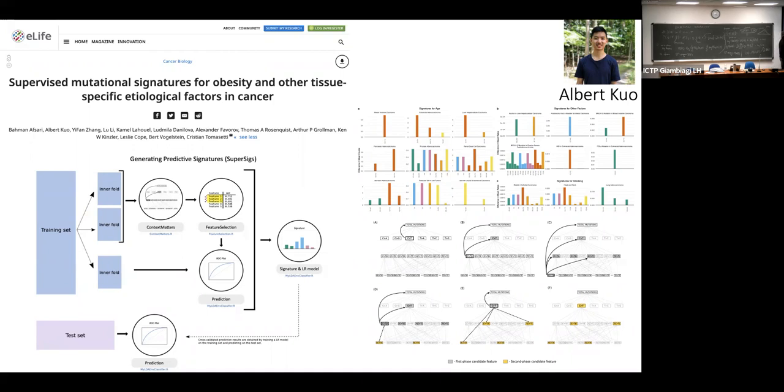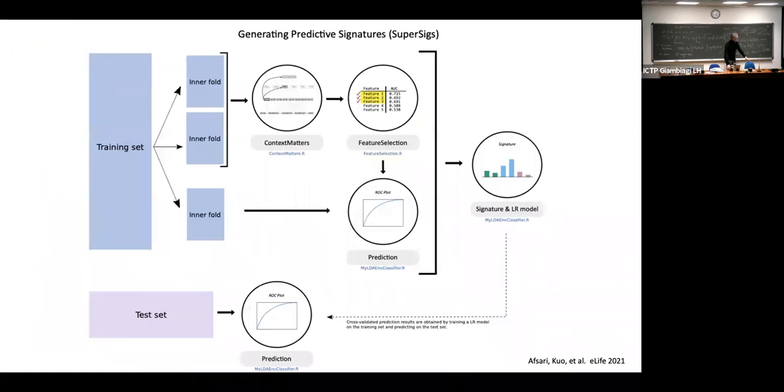But the main approach was the following. We first, and I'll go through the steps, actually, at least one of them in some detail. The first one was to decide what our features were. We call it "context matters," and you'll see why. But I would say this is the feature engineering step. And then we had the feature selection. And then based on selecting these features, we were doing prediction, and then seeing how it's performing and so on. And this gave us the signatures. So let me go over this in some detail.